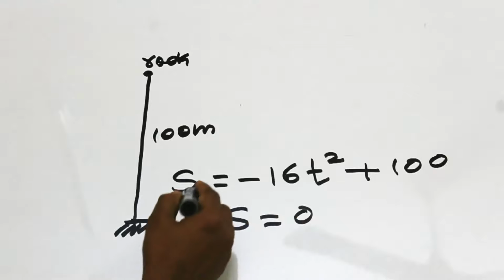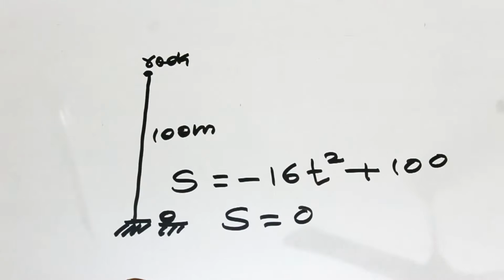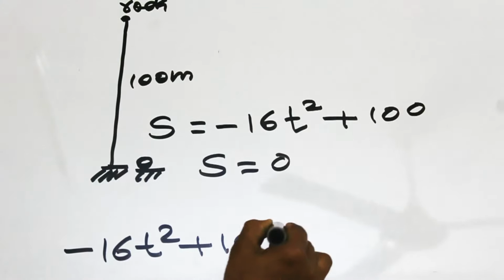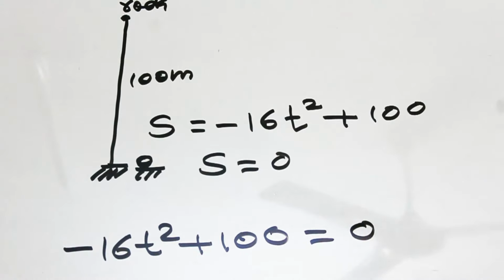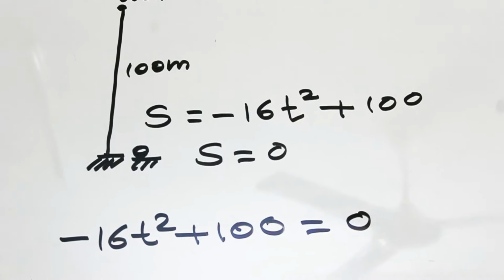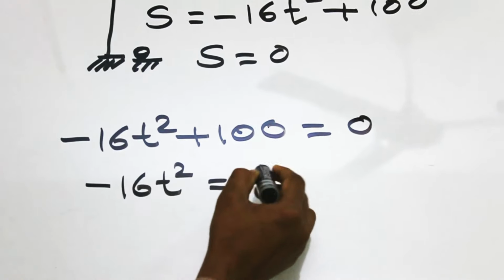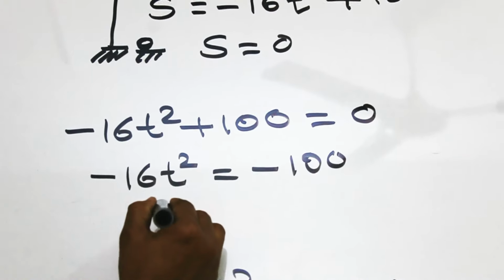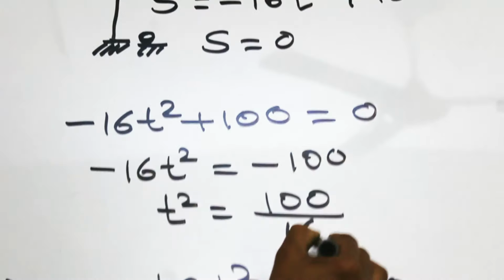So with s equal to 0, we equate minus 16 t squared plus 100 equal to 0. We can solve this equation for t, and this t will be the total time of flight. So minus 16 t squared equals minus 100, the minus signs cancel, and t squared equals 100 divided by 16.